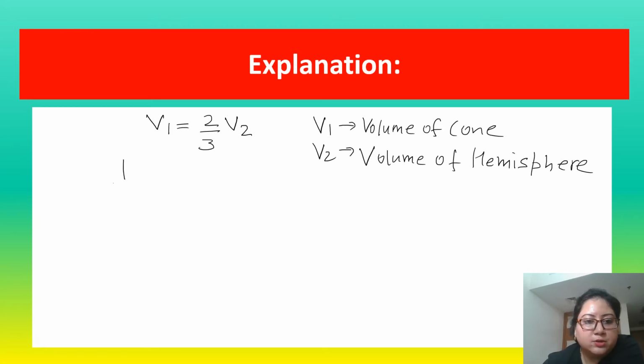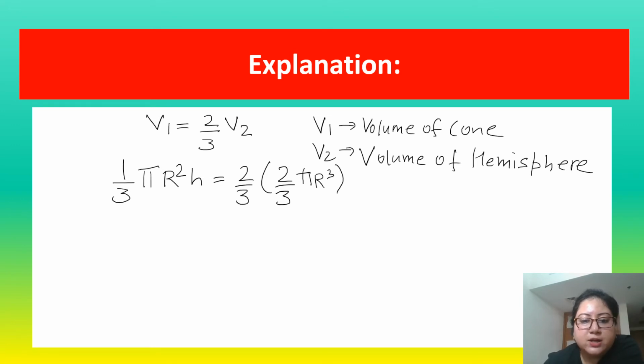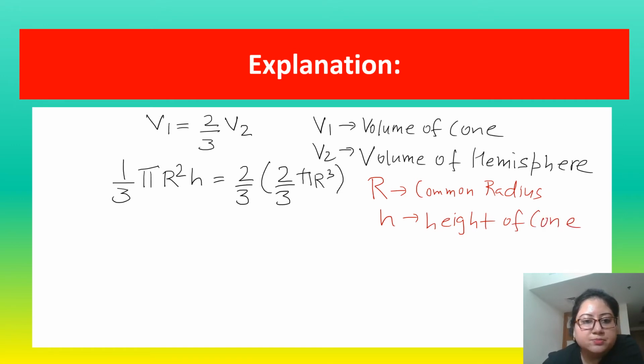So the volume of the cone, as you would have recalled, is 1 by 3 pi r square h, and the volume of the hemisphere is 2 by 3 pi r cube. I want you to recall here that a hemisphere is half of a sphere, so its volume is also half of the volume of the whole sphere. Here, capital R is the common radius of the hemisphere and the cone, and h is what we need to find, that is the height of the cone.